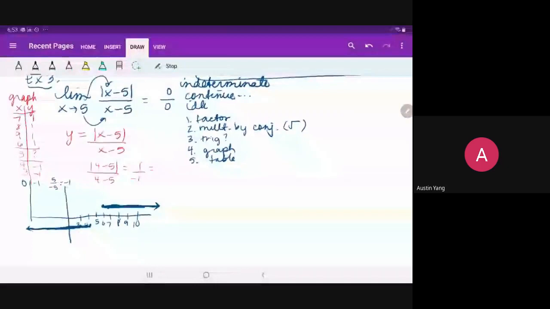Okay. So, what's a number between 5 and 6? Austin, can you give me a number between 5 and 6? Annabelle, give me any number between 5 and 6.